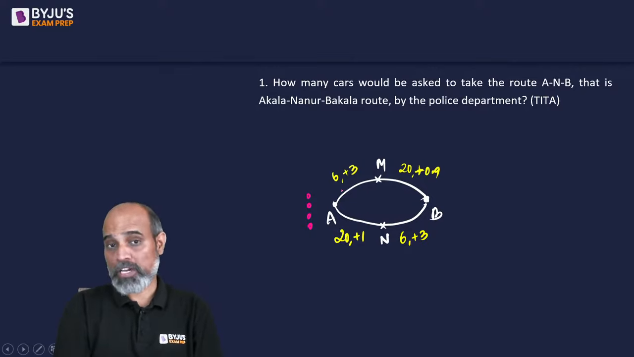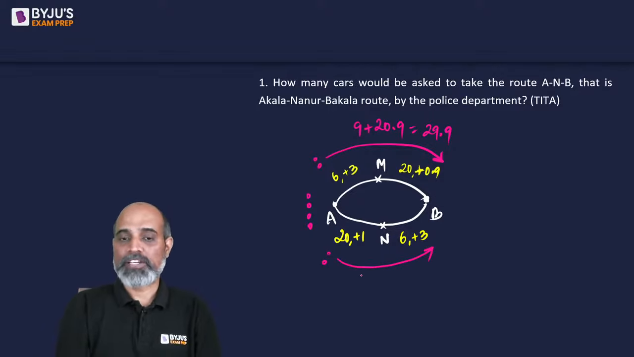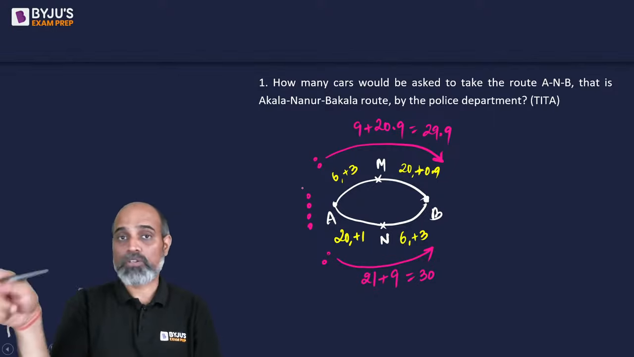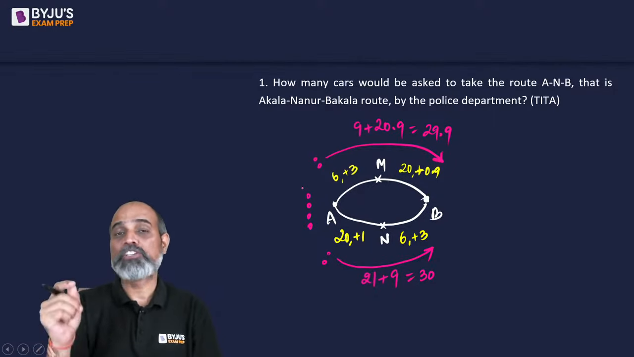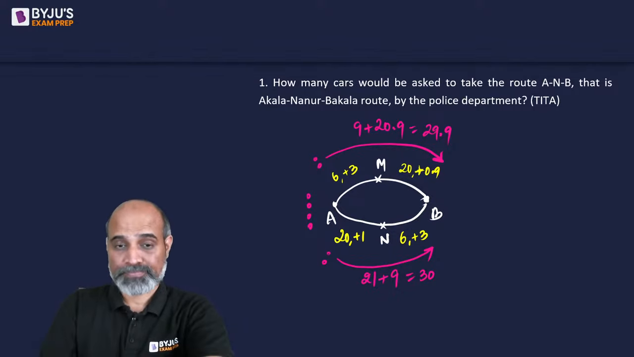Now, since we have 4 cars, and if we take 2 cars on the above route and 2 cars at the below route, so here each car is going to take 9 plus 20.9, which is 29.9 minutes. And if we take the 2 cars at the bottom path, it will take 21 plus 9, which is 30 minutes. So that means the 2 cars on the route AMB will reach 0.1 minutes, that's 6 seconds earlier than the 2 cars which are going to travel A to B via N.